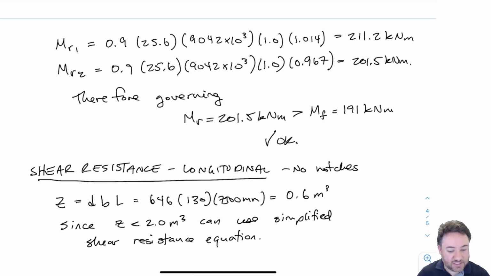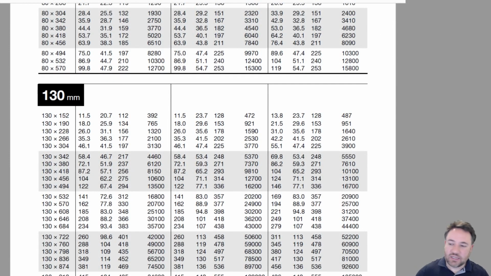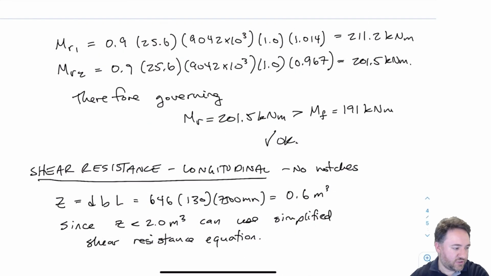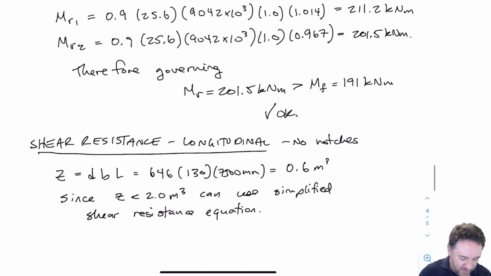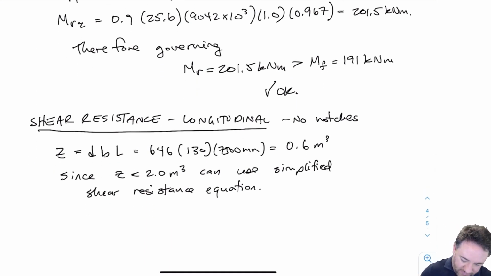Now, in our case, if you recall, we had a factored shear of 101.6, and our shear resistance was, for 130 by 646, ever so close to that, 101.0 here. And so we may undershoot our strength a little bit. But we have some things in our back pocket that we can use to squeeze a little bit more shear resistance out of our calculation and prove that it's actually safe. So let's start with the simplified shear.